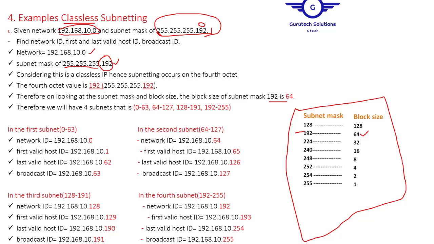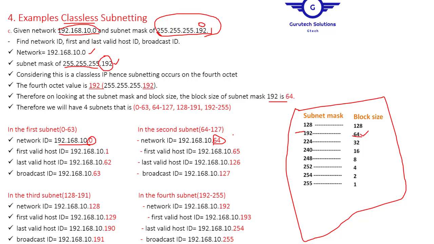So what we are going to do here, I cannot open Notepad. For the first subnet, the network ID will just be this one, .0. Now in the second subnet, we add 64, because the block size is just a step to move to the next subnet. We add 64.